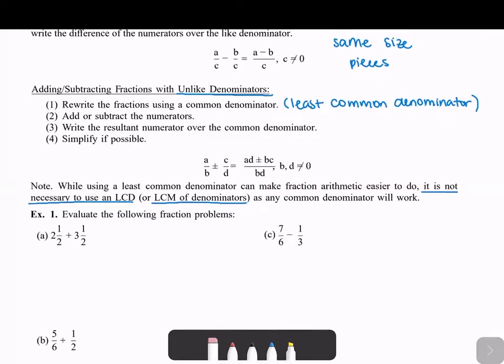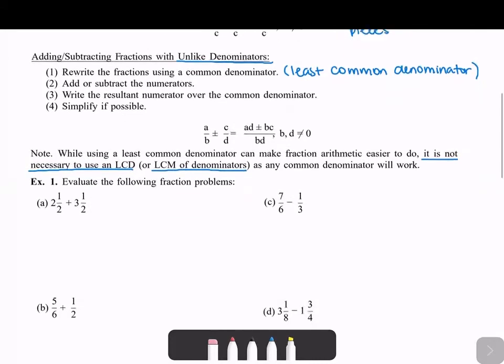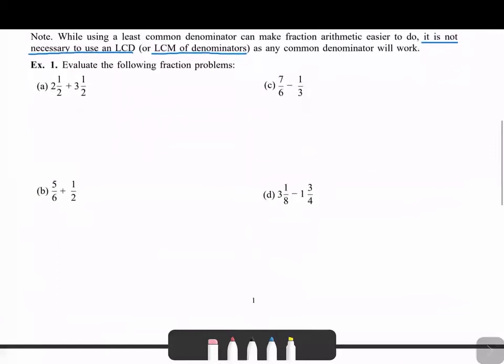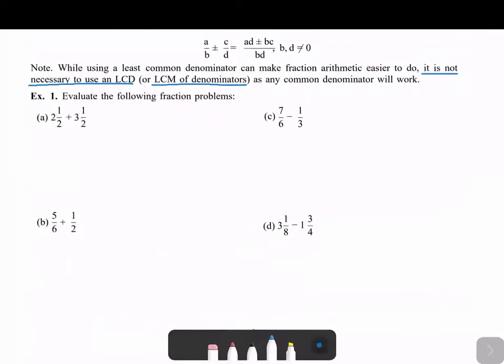I didn't spend a lot of time on these algorithms because you should know how to do them, right? We've all seen fractions before. I guarantee you, if you have not seen fractions before, you need to tell me, because I don't know how you've made it this far without it. But yeah, I didn't spend a lot of time on these algorithms, because you've seen it before. You should know how to add and subtract fractions. We're just making it a little bit more formal. Okay, so we want to evaluate the following fraction problems. We're going to go through it.